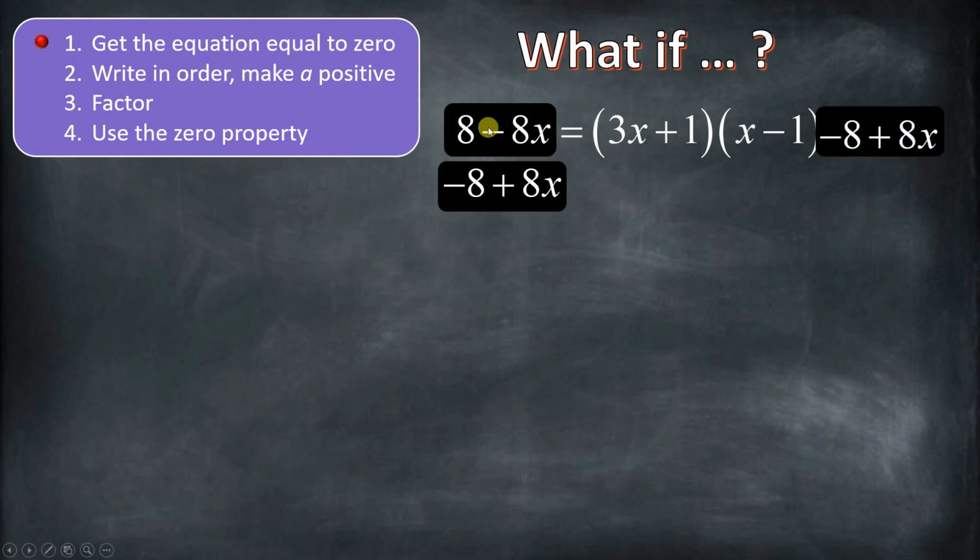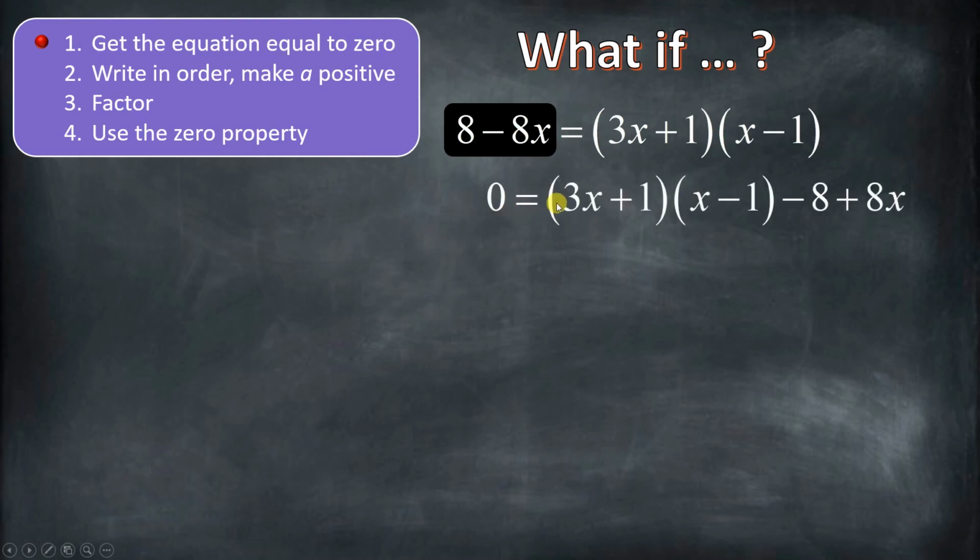Now these over here make 0, right? 8 minus 8 is 0. Negative 8x plus 8x is 0. So you're left with 0 equals 3x plus 1 times x minus 1 minus 8 plus 8x. Just move that to the other side, right? Now, we have it equal to 0. That's true, but it's not in order. And I'm not really sure if A is positive or not. We're going to have to see.